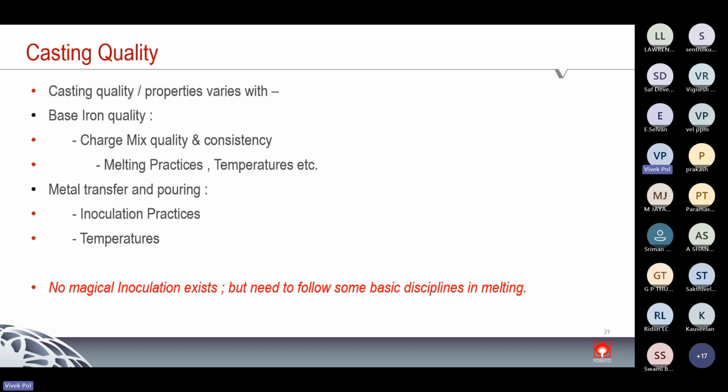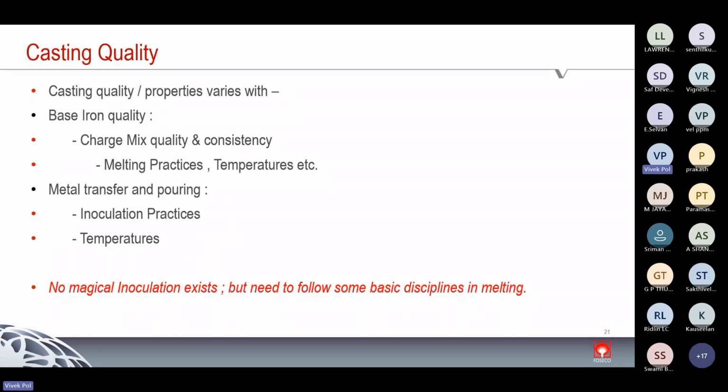So overall casting quality depends on the base iron as well as the final iron. Base iron means at furnace level, which is like what type of charge mix we are using and in what sequence we are using the charge mix, like when should we add carbon, or when should we add pig iron. That sequence is also very much important. So it comes under melting practices.